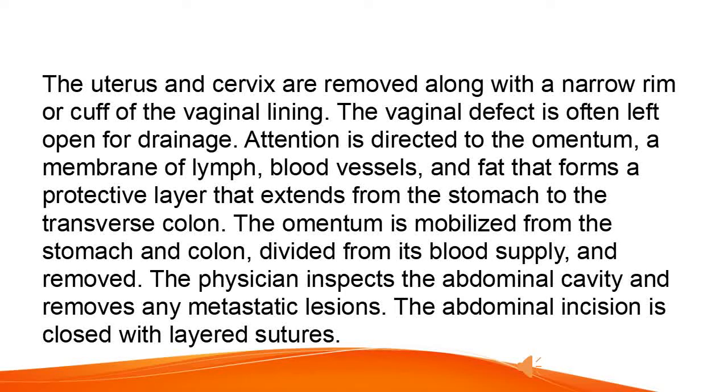Attention is directed to the omentum, a membrane of lymph, blood vessels, and fat that forms a protective layer that extends from the stomach to the transverse colon. The omentum is mobilized from the stomach and colon, divided from its blood supply, and removed. The physician inspects the abdominal cavity and removes any metastatic lesions. The abdominal incision is closed with layered sutures.